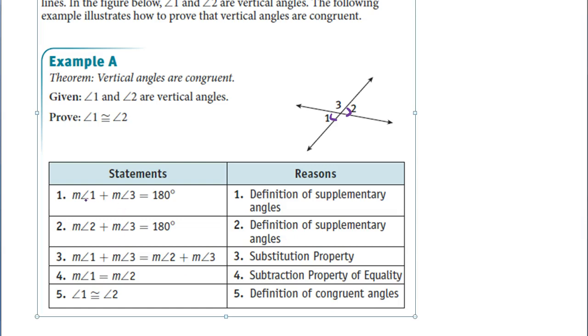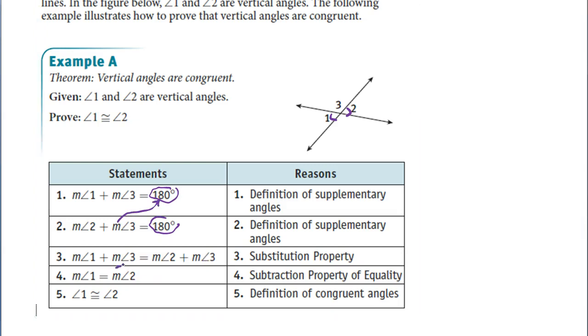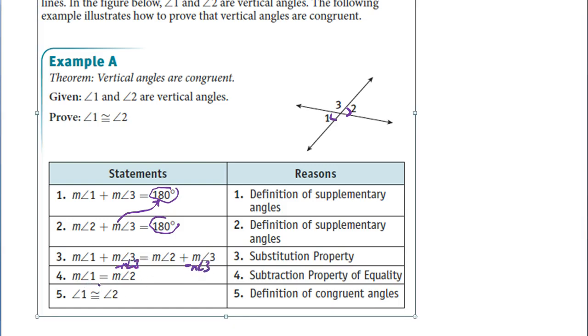Next, let's take the first and second statement and combine them together, because if they're both equal to 180, then that means they are equal to each other. That's the substitution property. Basically substituting angle 2 and angle 3 in place of the 180. And that creates this equation. The next step, we can subtract the measure of angle 3 from both sides to create the measure of angle 1 is equal to the measure of angle 2. That was using the subtraction property. And if the measures are equal, that means the angles are congruent. The definition of congruent angles.